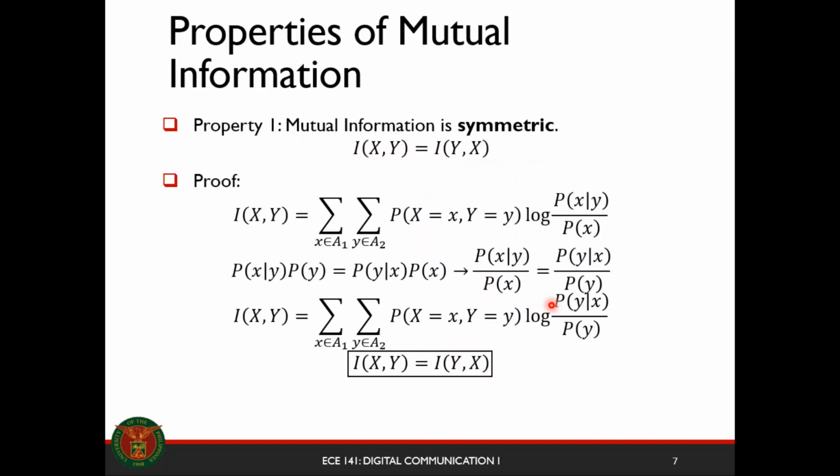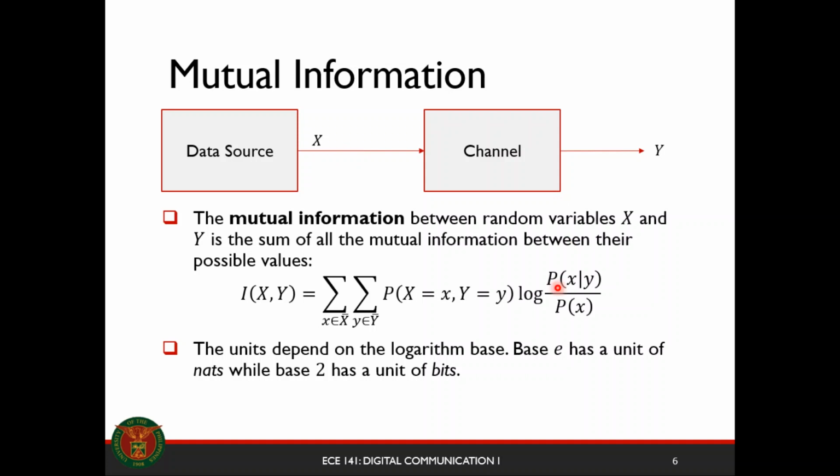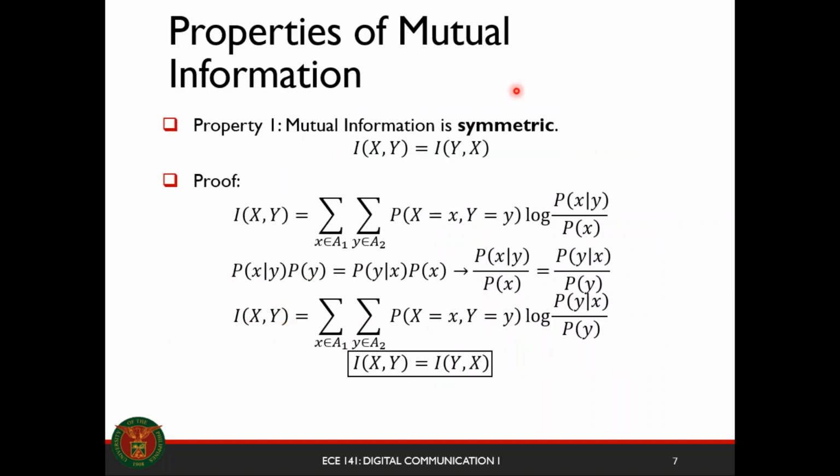So just some properties of mutual information. It is symmetric. Basically, if you swap the variables, it should be equal. And this is the proof. I won't bother you with the proof. So basically, if we flip it, I of y,x should be equal to I of x,y. And this is the proof, so I won't bother you with much detail. Basically, you'll just use Bayes' rule, and you'll still get the same answer.